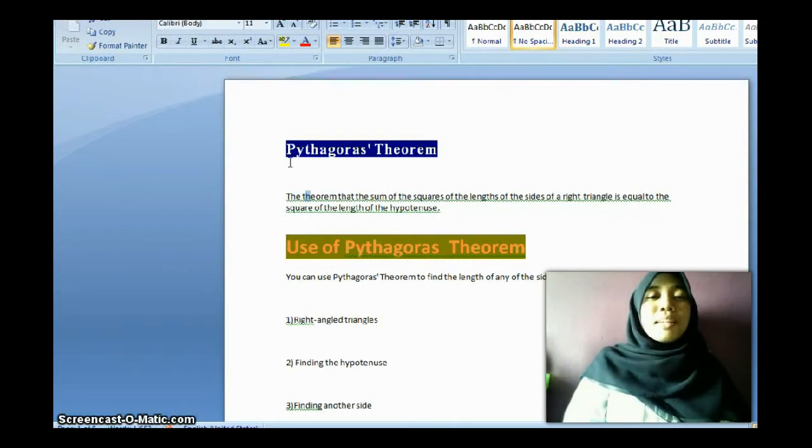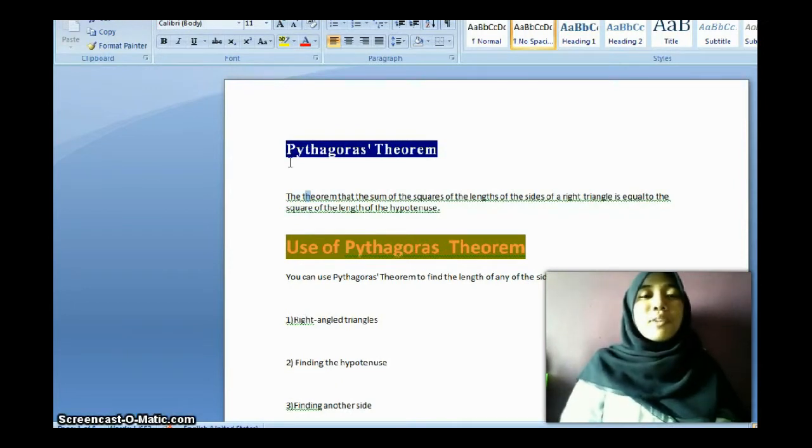My name is Nabila Huda binti Zakaria from grade 1 E1. Today, I will teach all of you about the Pythagoras theorem. What is meant by Pythagoras theorem? The Pythagoras theorem means that the sum of the squares of the lengths of the two sides of a right triangle is equal to the square of the length of the hypotenuse.